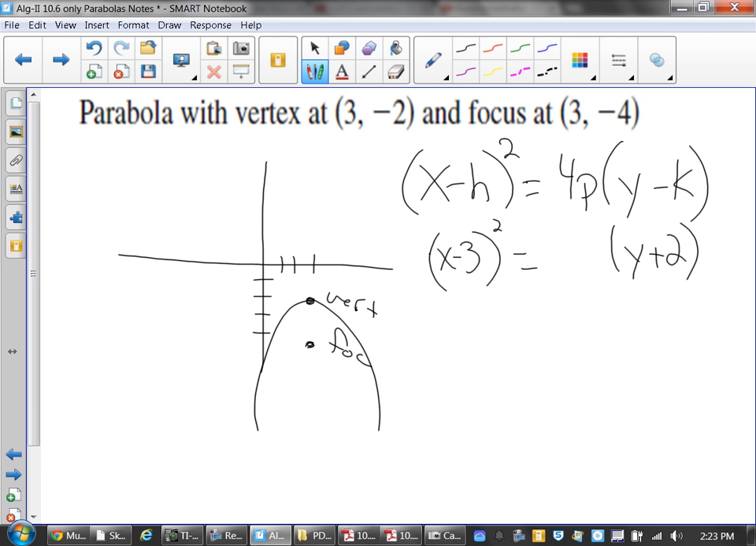The p value. How far apart is the vertex and the focus? It's 2. So the distance is 2, but it's going downward. That means the directionality is negative. So your p value is? What's 4 times -2?